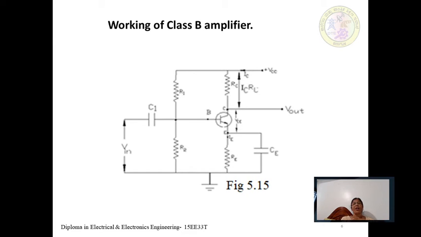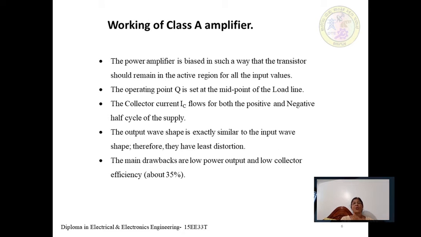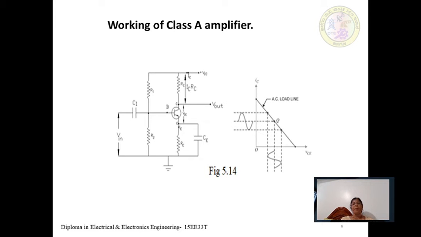So this class A amplifier, with the input waveform and the output waveform, is shown in the previous figure. The input waveform swings along the AC load line that is drawn. The AC load line Q is selected, so the Q point is exactly at the center point of the active region, and the input signal and the output signal are also shown. This is already studied in the previous sessions and previous units. The load line is a line drawn between VCE and IC, VCE on the x-axis and IC on the y-axis.